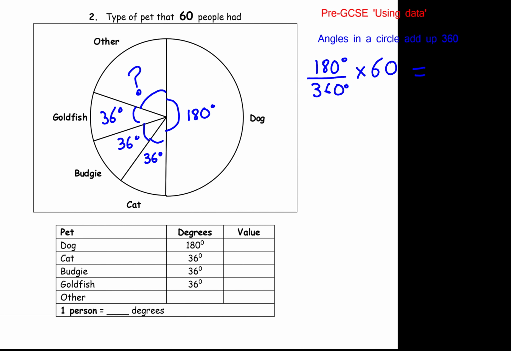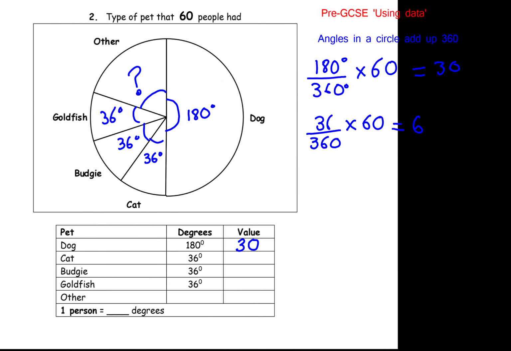So let's tap that in our calculator. 180 divided by, remember to press your divided by sign on your calculator, times 60, which gives me the value 30. Now the next one, cat, once again it's 36 degrees out of 360 times the number of pets equals, tap it into our calculator, 60 times 60 equals 6. So that is equal to 6.